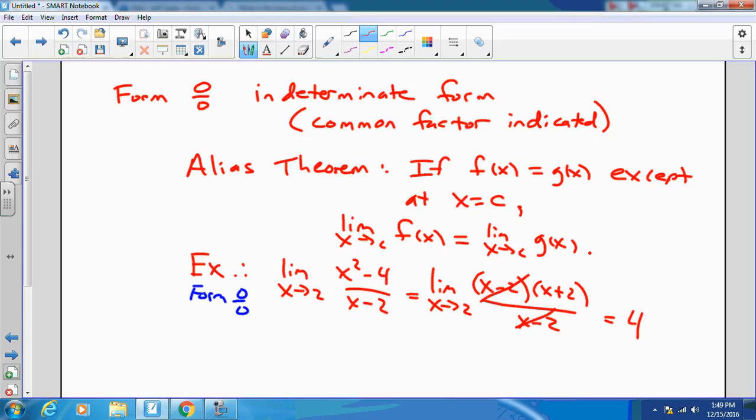This function and the function x plus 2 are the same functions, except at x equals 2. When x equals 2, this function doesn't exist. When x equals 2, x plus 2 does. So except at x equals 2, they are the same, which means they fit the condition for the alias theorem. Here's my F. Here is my G. And F equals G, except that x equals 2. So the limit as x goes to 2 of F is the same as the limit as x goes to 2 of G, which is 4.